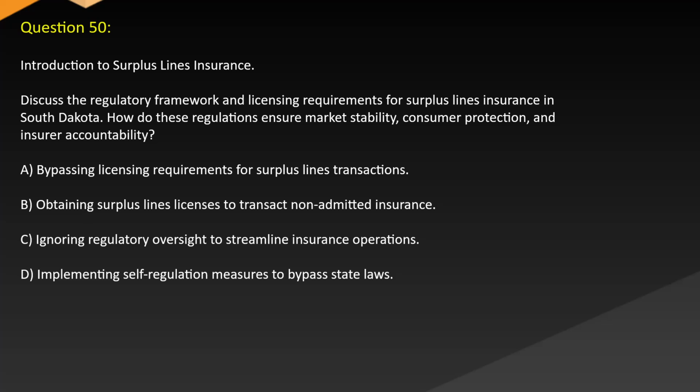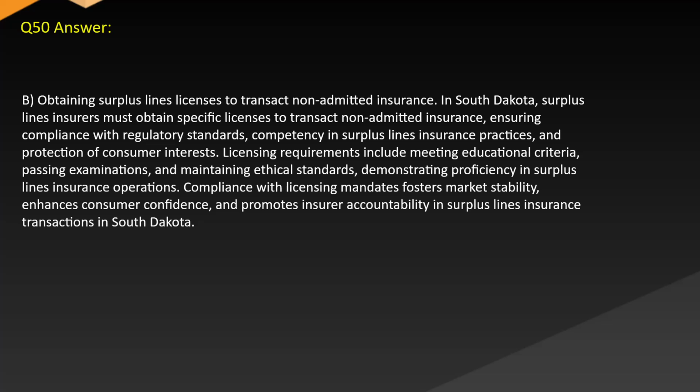A. Bypassing licensing requirements for surplus lines transactions. B. Obtaining surplus lines licenses to transact non-admitted insurance. C. Ignoring regulatory oversight to streamline insurance operations. D. Implementing self-regulation measures to bypass state laws. Answer is B. Obtaining surplus lines licenses to transact non-admitted insurance.